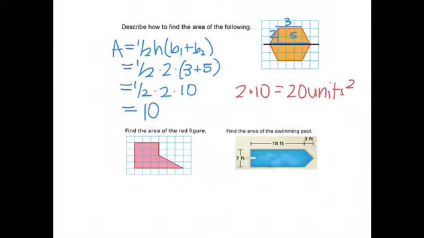So I want you guys to pause the video, work out these 2 problems, and then check back in to see if you get the right answer.